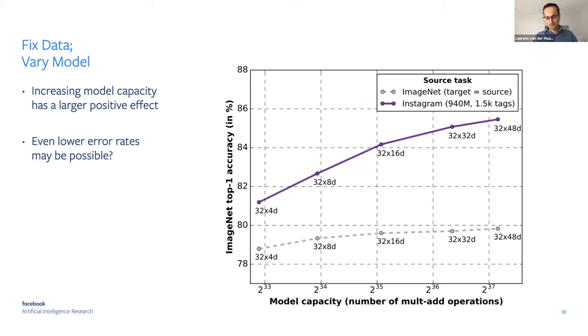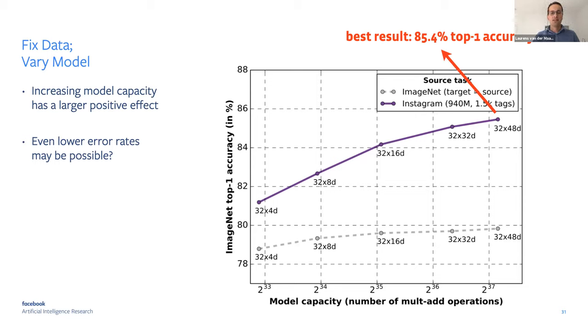But now if you look at the purple line, you also see these improvements. However, the improvement is much bigger. When you do this pre-training on billions of weakly supervised images, your model benefits much more from increasing the capacity of the model. That's a really interesting result. In particular, it suggests that the models we're training here, even though they're really large, are still underfitting.